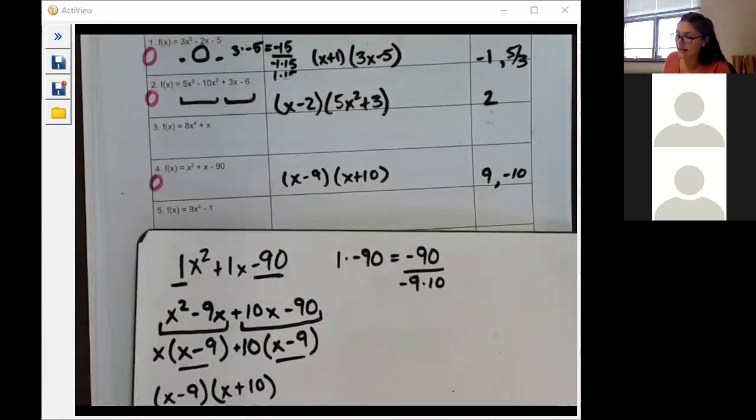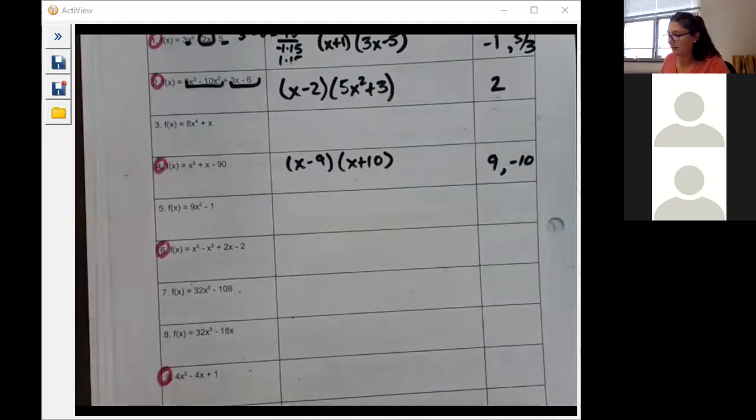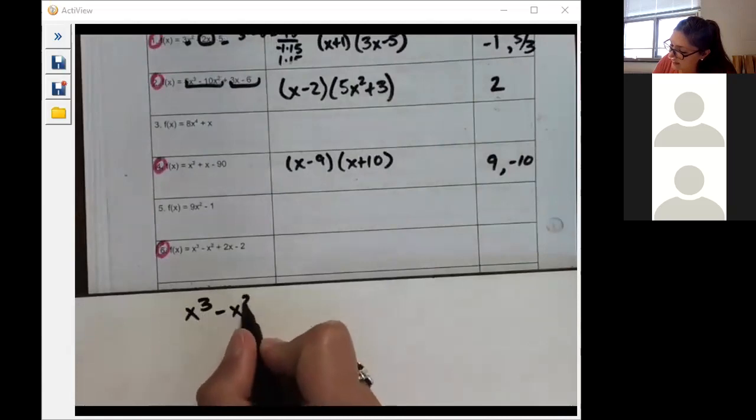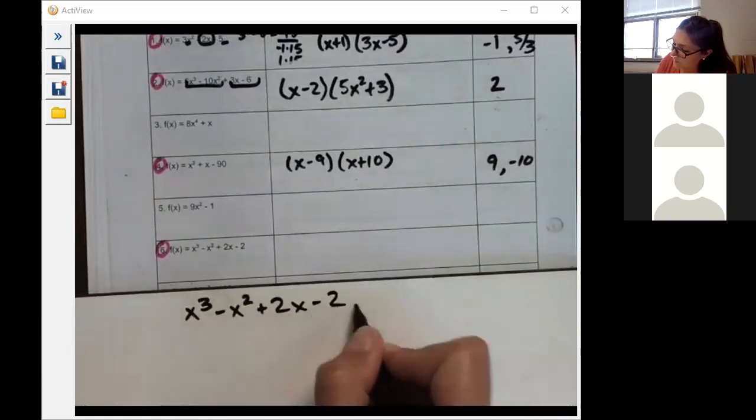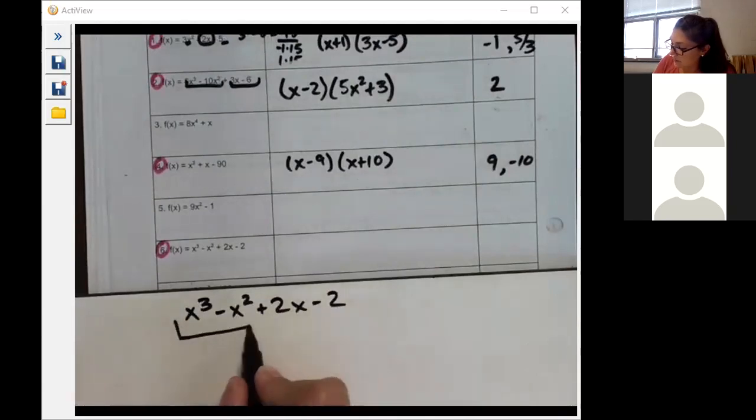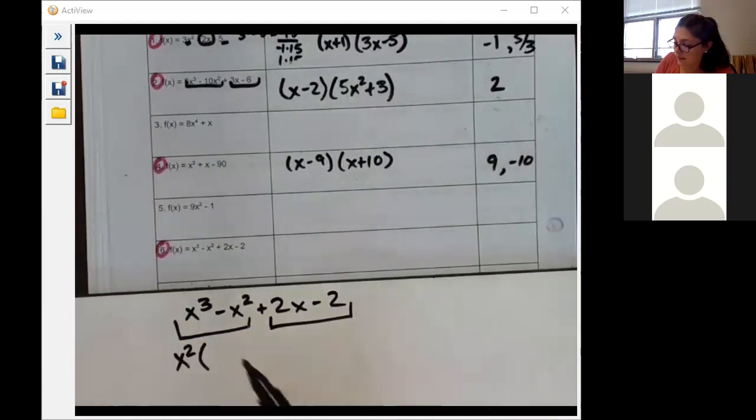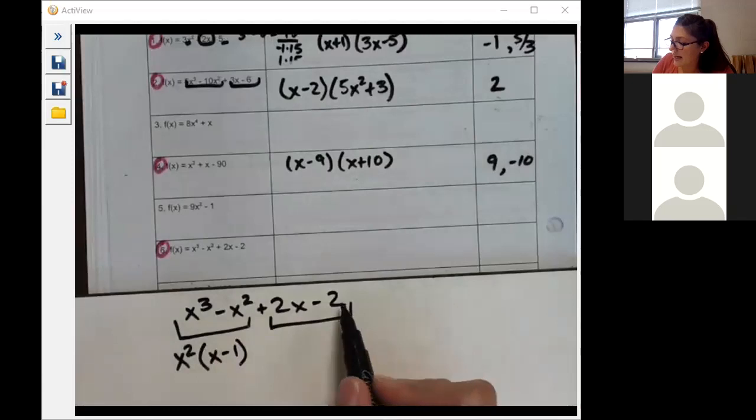Okay, let's take a look at number 6, grouping. I'm going to recopy my problem, x cubed minus x squared plus 2x minus 2. Since I've got 4 terms, I'm going to split this up into groups. GCF for my first group: what's the greatest common factor for those terms? X squared. And what's left over when I factor out x squared? X minus 1. Perfect.